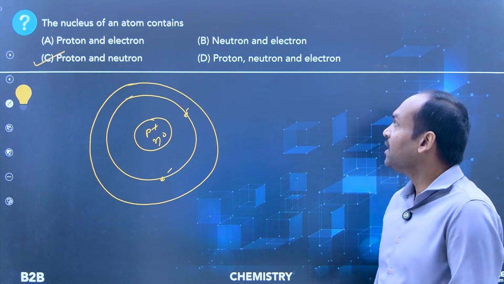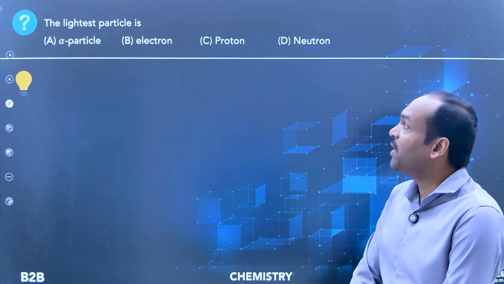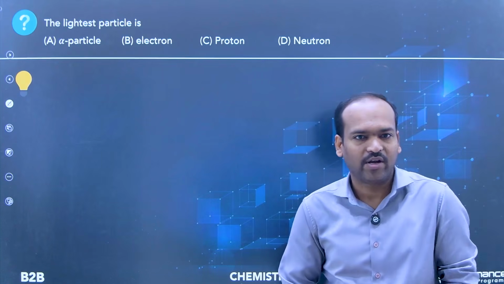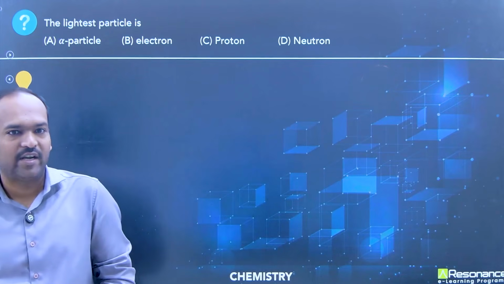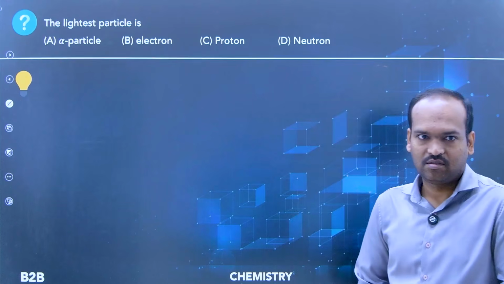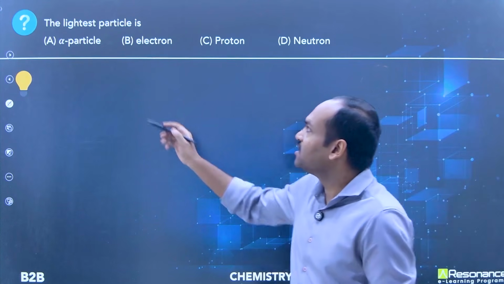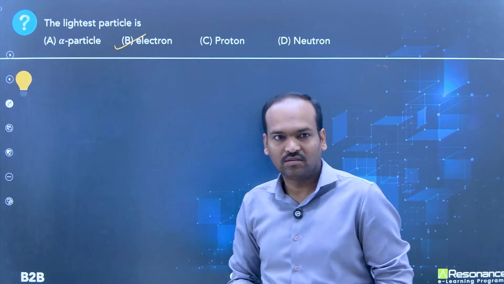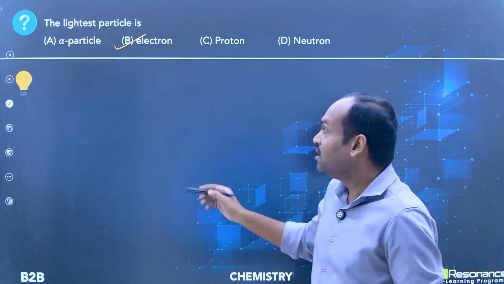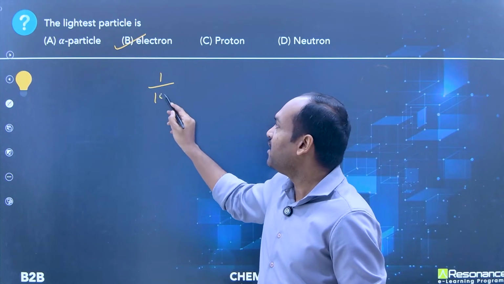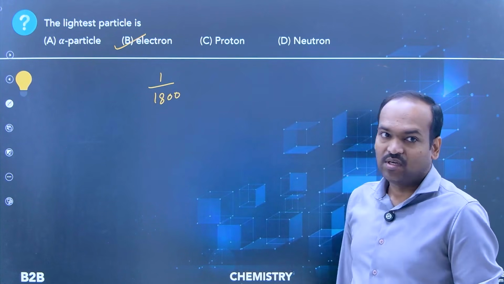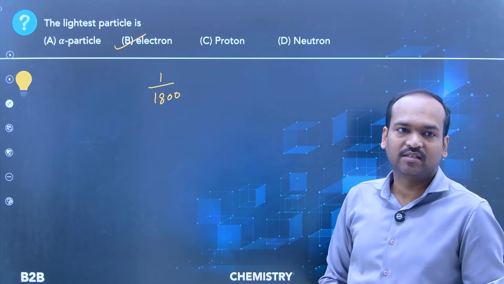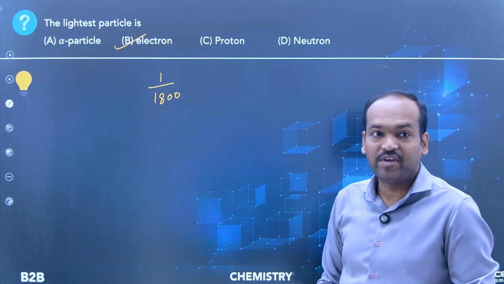Simple. Next, the lightest particle. It's a good question, beta. Try to answer. What is the lightest particle among these? And we will write the order also. The lightest particle is the electron. Even the electron mass is 1 by 1800 times smaller than the proton mass. Which is the heaviest particle here?